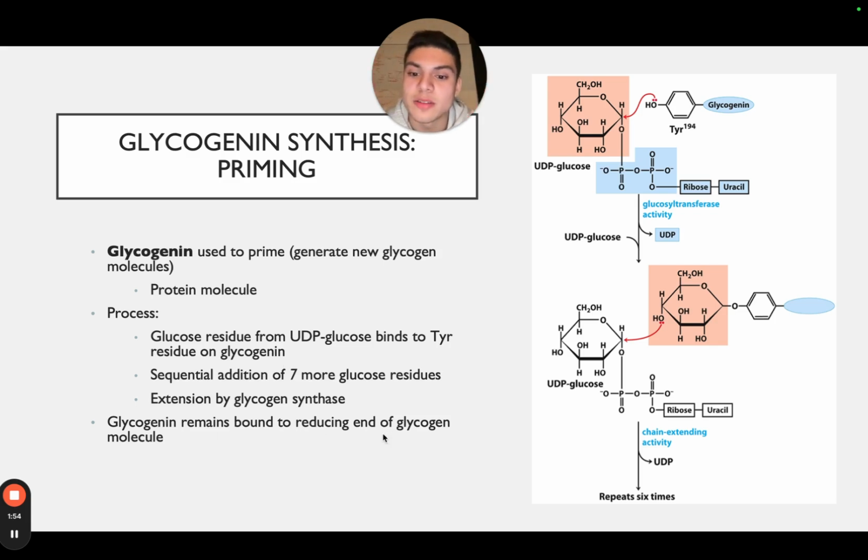Glycogenin remains bound to the reducing end of the glycogen molecule. So the reducing end is over here, right here, and the non-reducing is on the other side. If I said that correctly, if that makes sense. And then, yeah, glucosyltransferase activity is the enzyme, and you should know this is the enzyme that adds the glucose to the UDP glucose. And then from there, we have chain extending activity for the next 7 molecules. And then from there, we repeat for 6 times or whatever, and then we use glycogen synthase afterwards.